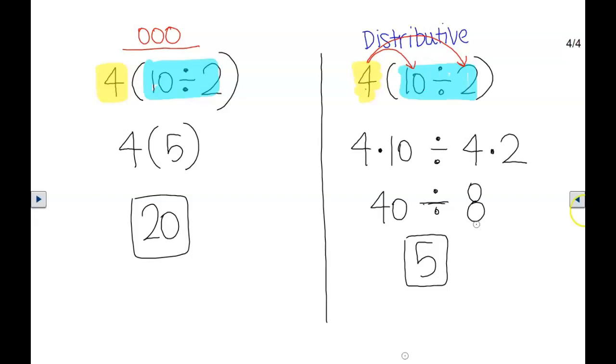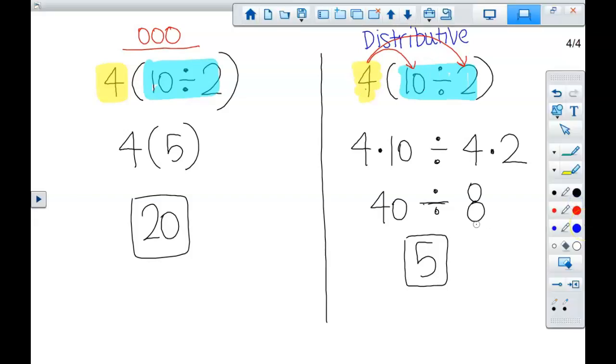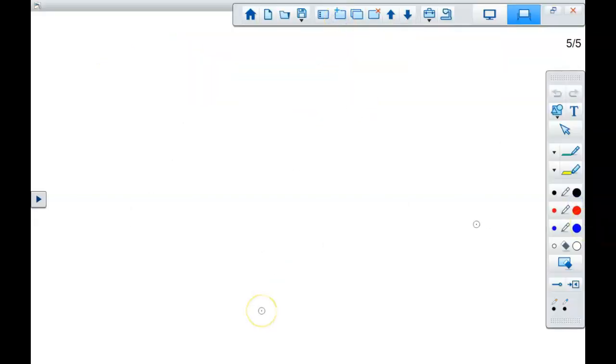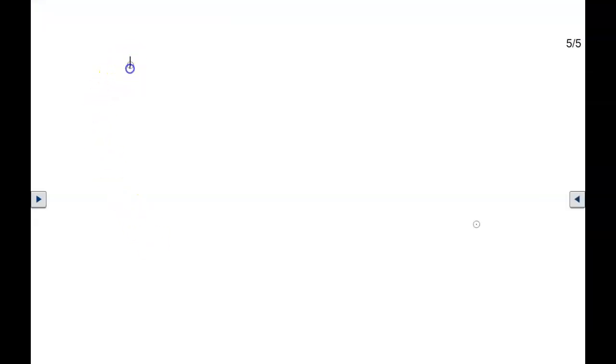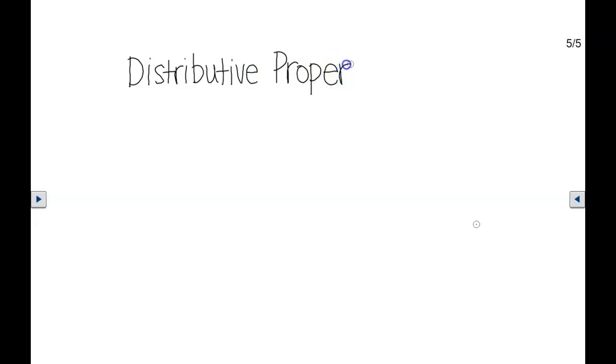All right, so let's summarize what we've learned here. We have seen two types of problems where distributive property will work. So I want to show you what those two problems look like.